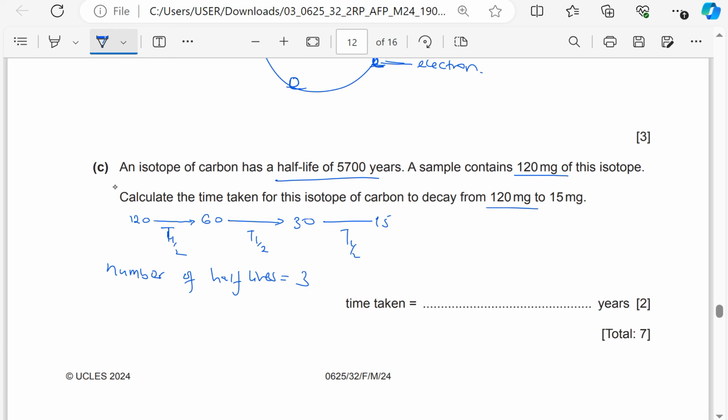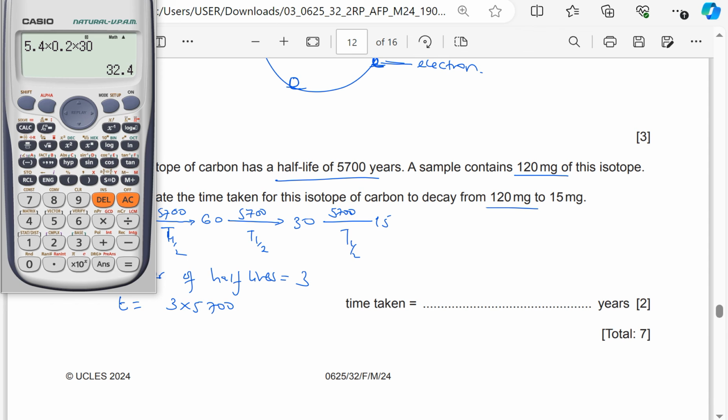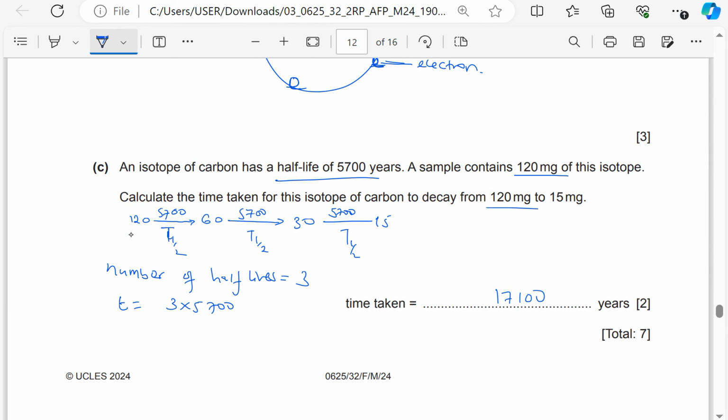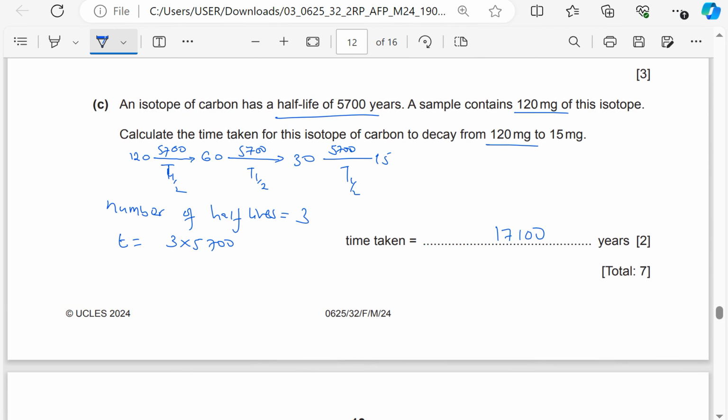So this is 5700, another 5700, another 5700 years. So the total is 3 times 5700. That is the time. 3 times 5700 is 17,100. Okay, that is 17,100. Of course, there's another method, but I don't want to do it for core physics, not at all.